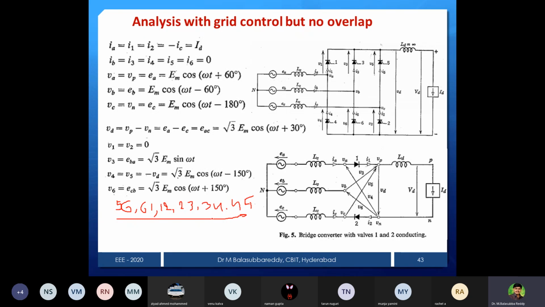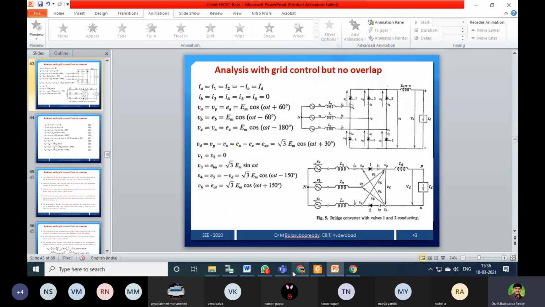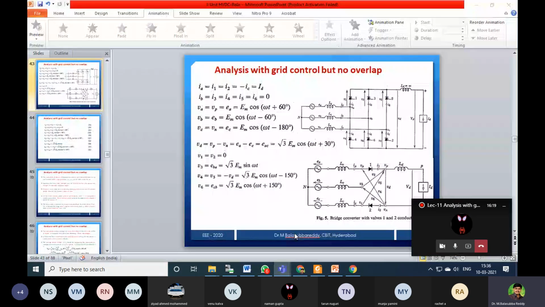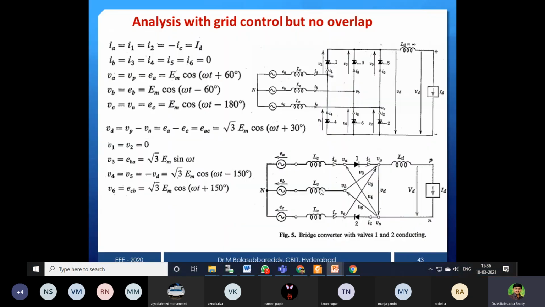If no overlap, then what will happen? Only two devices will conduct. One device from the upper group, another device from the lower group. Based on that, you can get the sequence of conduction. So this is the sequence 5 6, 6 1, 1 2 and so on. Now if that is the scenario, you can see the equivalent circuit if 1 and 2 are conducting. This is already explained. Just carefully understand this.